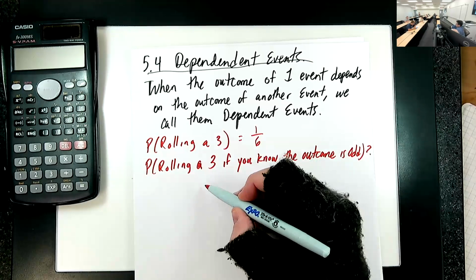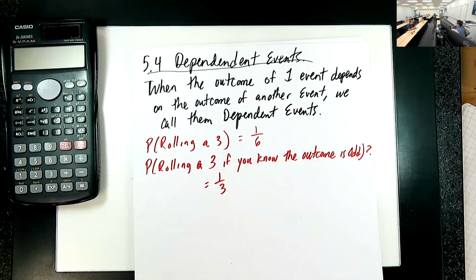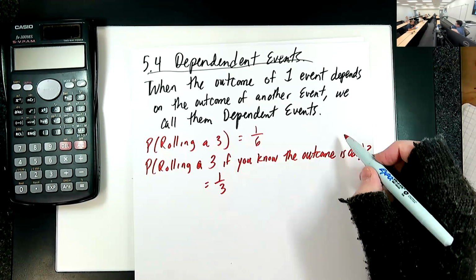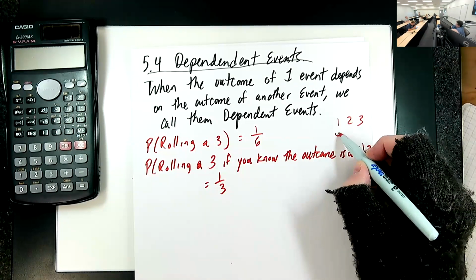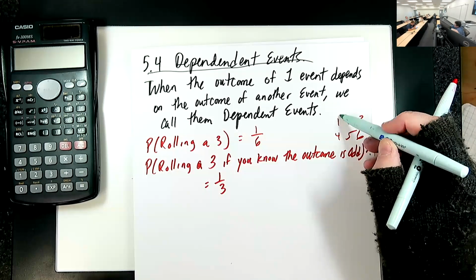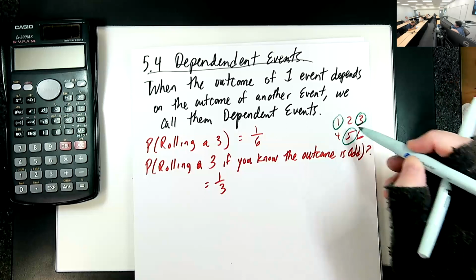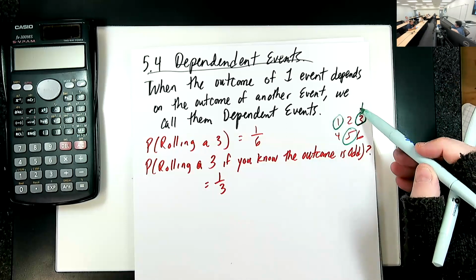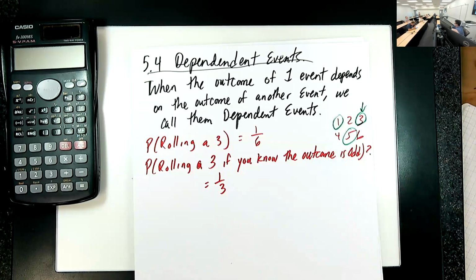Why? There's 1, 2, 3, 4, 5, 6 on the die, and the only odd numbers on a die are 1, 3, and 5, and 3 is 1 out of those 3 circles. So yes, 1 out of 3.